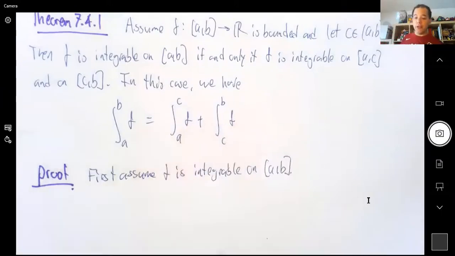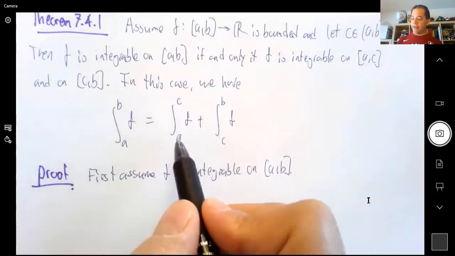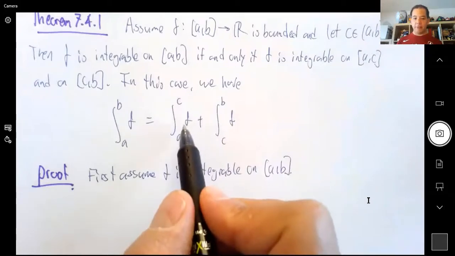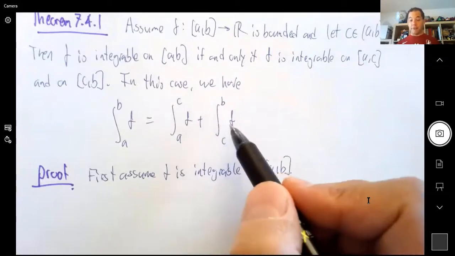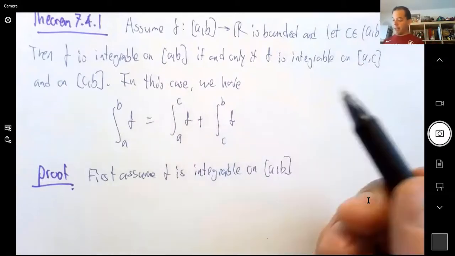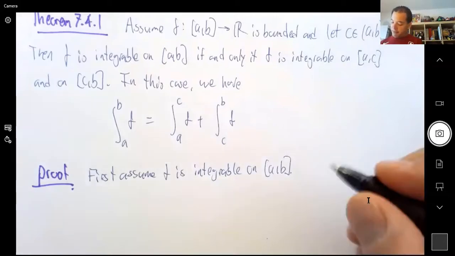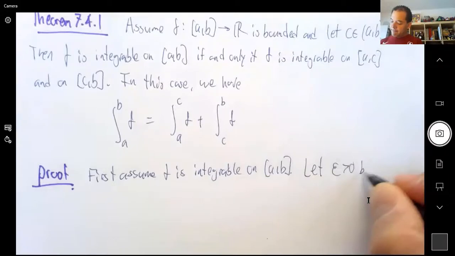And as usual, I'm going to use the integrability criterion. So I'm going to show that there is a partition that makes the upper sum minus the lower sum for this one less than epsilon, and also the upper sum minus the lower sum for this one less than epsilon. That's my goal, right? My plan. So I'm going to pick an epsilon. So let epsilon greater than 0 be arbitrary.